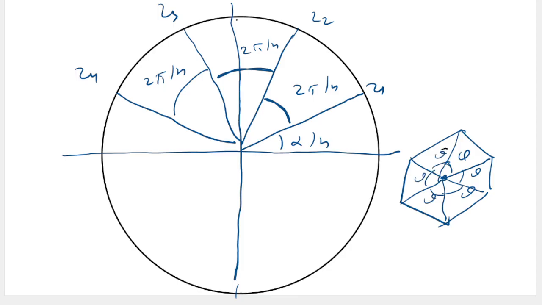So let's say this is Z1 and somewhere is Znth. So what is the nth root? In general I can write the nth root as ρ^(1/n) e^(i(2kπ + α)/n).